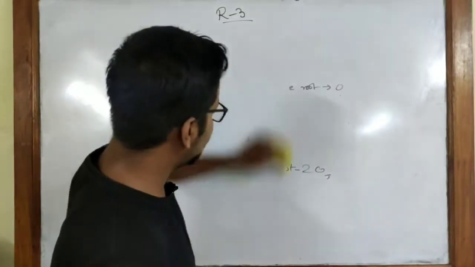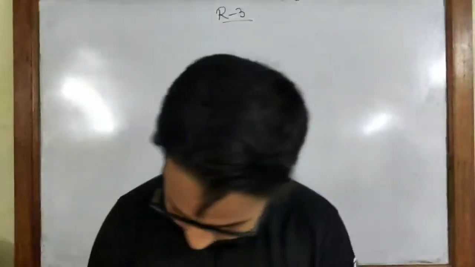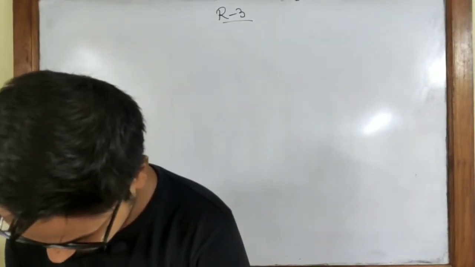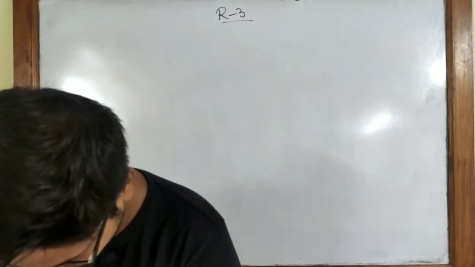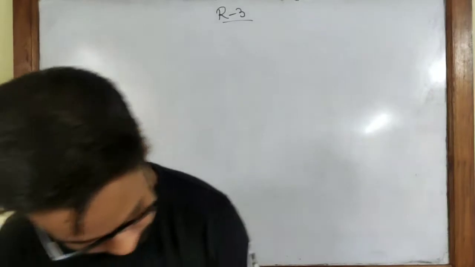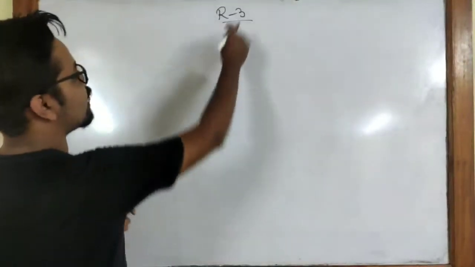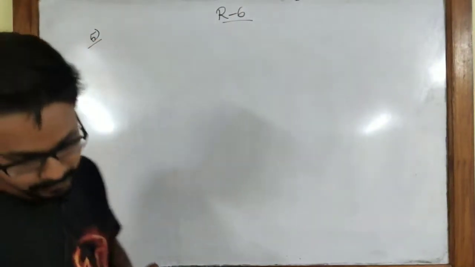Okay, let's move on to our next query. And all the queries from now on are going to be from R6, chapter exercise R6, revision 6. So we have question number 5. Next doubt is R6, question number 5. So let's see that.